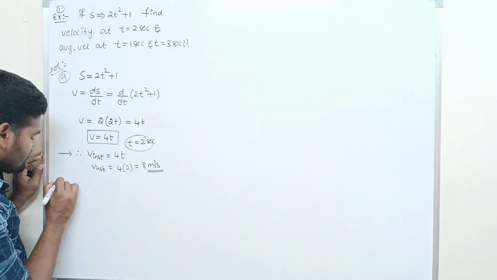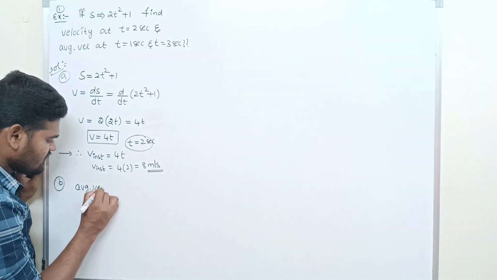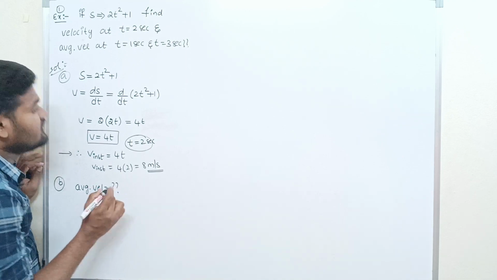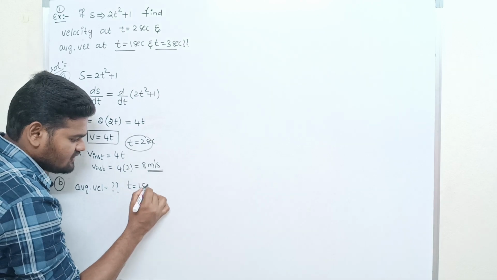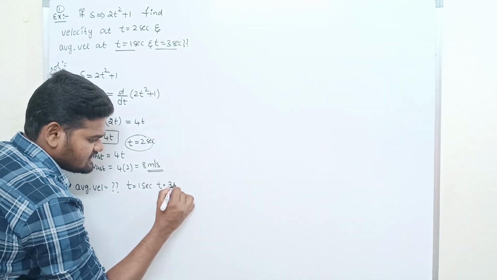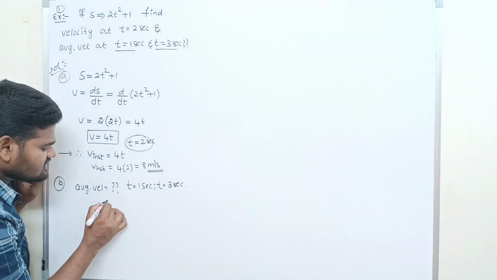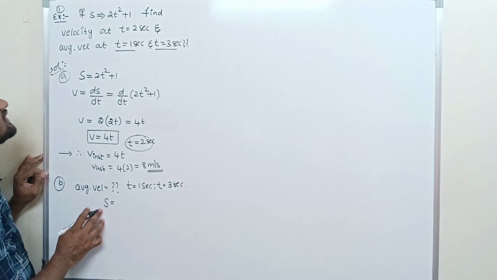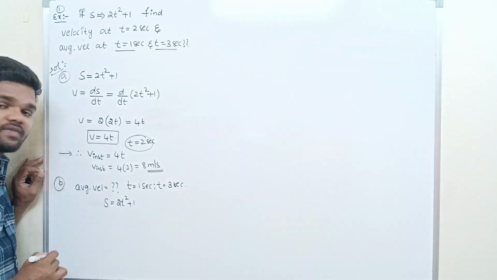Right. So the second one, have a look. What do we have to find? Average velocity at a given time. What time are they given? t equals 1 second and t equals 3 seconds. Just take the displacement equation they have given. What have they given? 2t square plus 1. Okay?